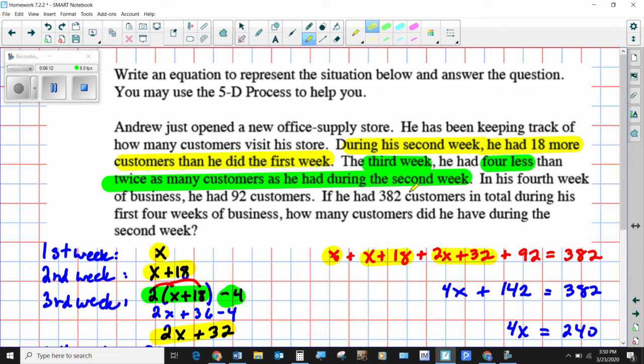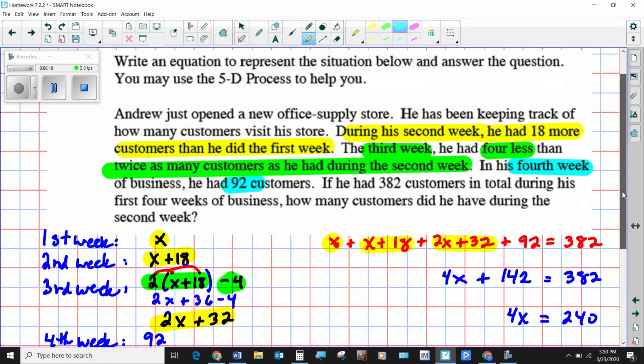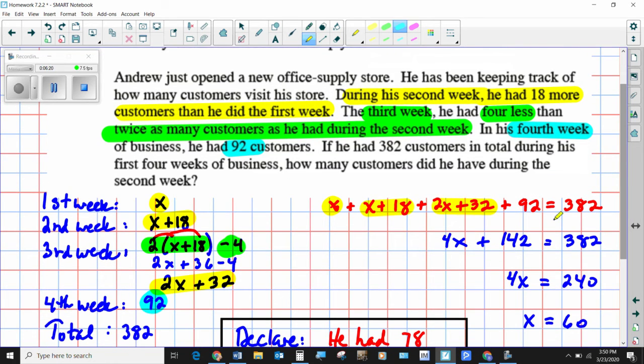Here's the first week. And then they were very kind to us on the fourth week. They just told us it was 92 customers. So, hooray, we don't have to do anything more there. That's this number right there. So the total number of customers is 382. So we're going to combine like terms, then subtract 142 from each side, and then divide by 4. And this answer is X, which is not the answer we're going for.